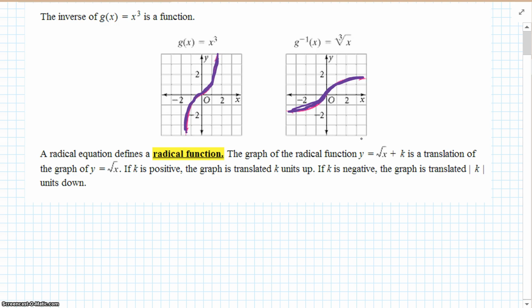The graph of a radical function like this, y equals the square root of x plus k, is nothing more than a translation of the graph y equals square root of x. If k is positive, the graph is translated up k units. If k is negative, the graph is translated down k units.